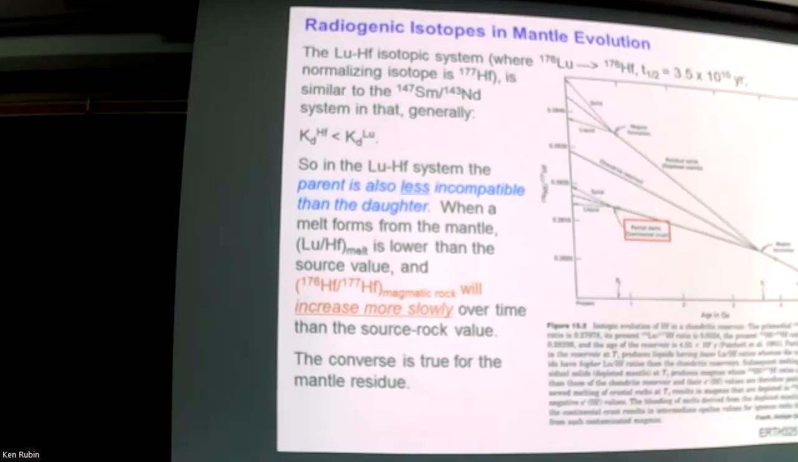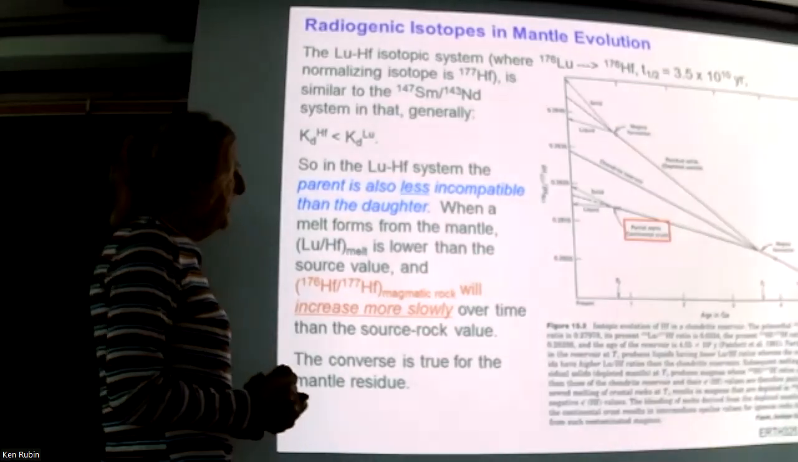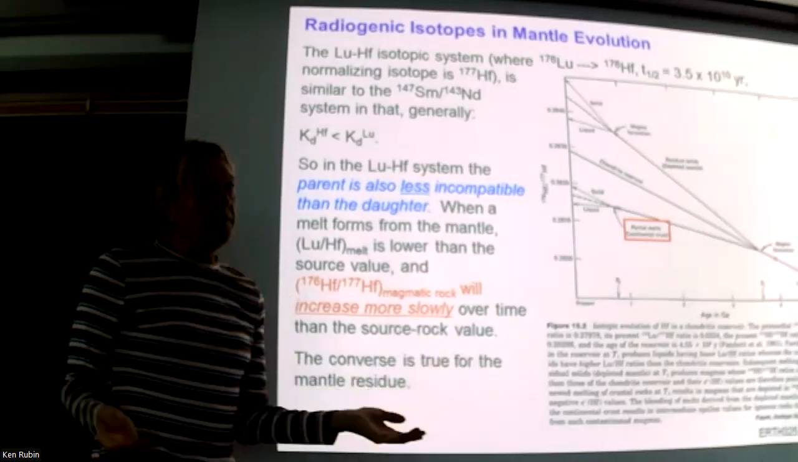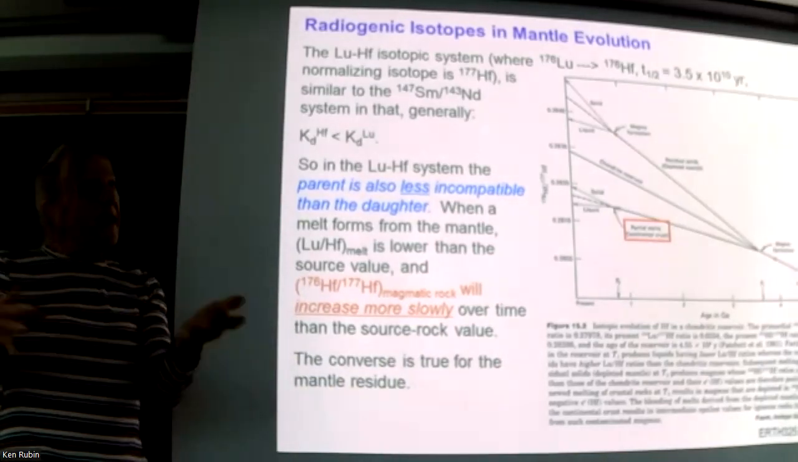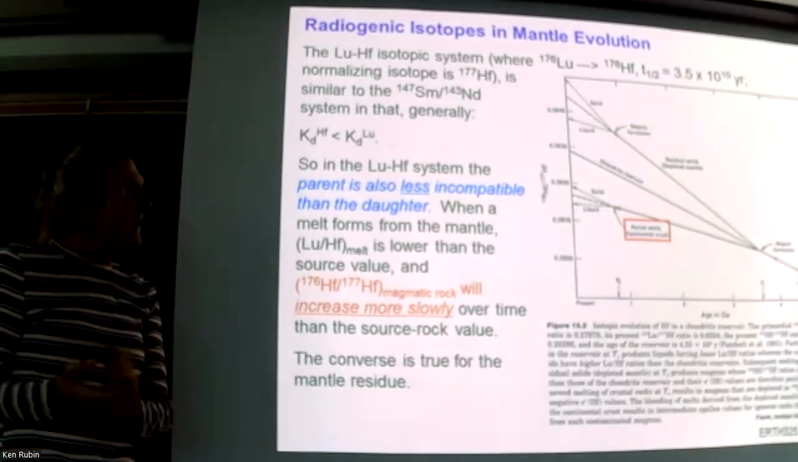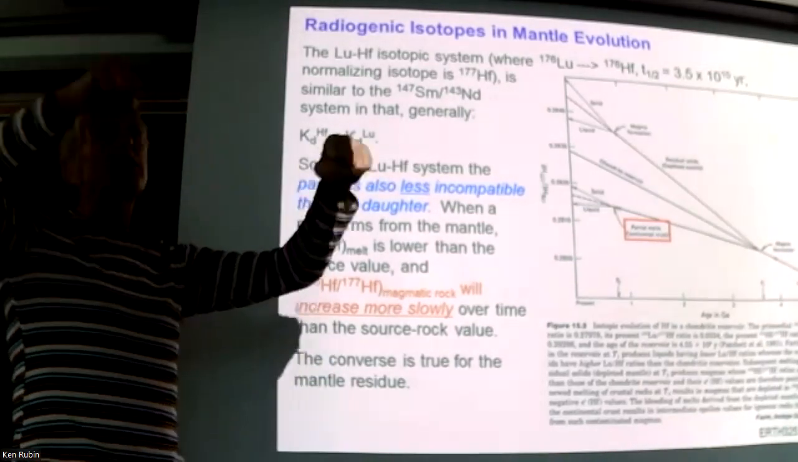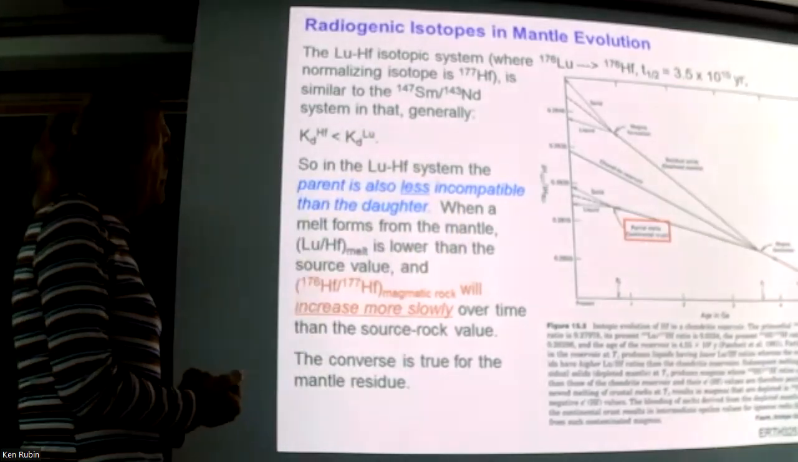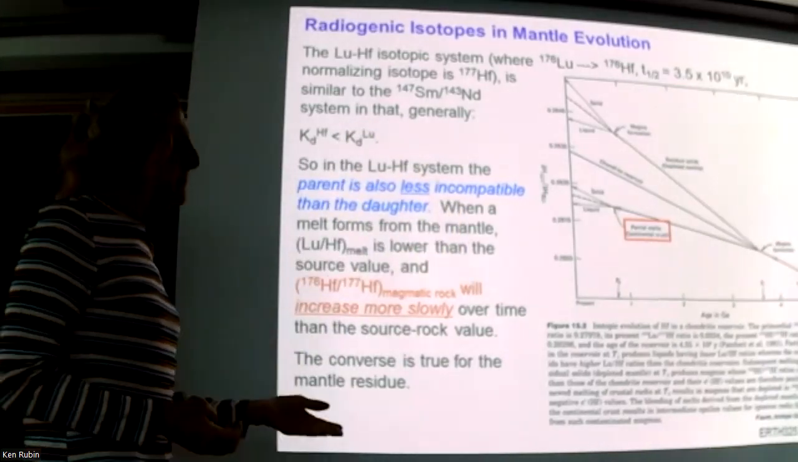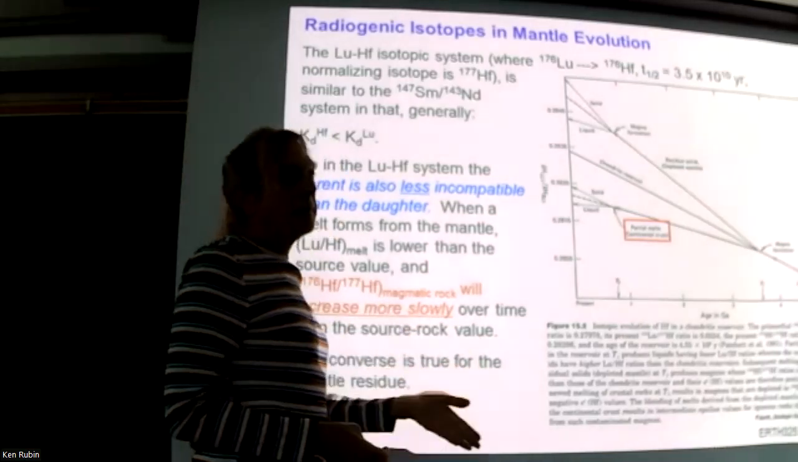Okay, so hafnium is a high field strength element. We talked about these elements a little bit before. High charge, small ion. It behaves in petrochemistry similar to niobium and tantalum, two of its similar elements. Lutetium is a heavy rare earth, a +3 charged ion, the heaviest and smallest of the rare earths. So we get a similar situation to samarium-neodymium, but more extreme because they're chemically more different, wherein the daughter element is less incompatible than the parent.